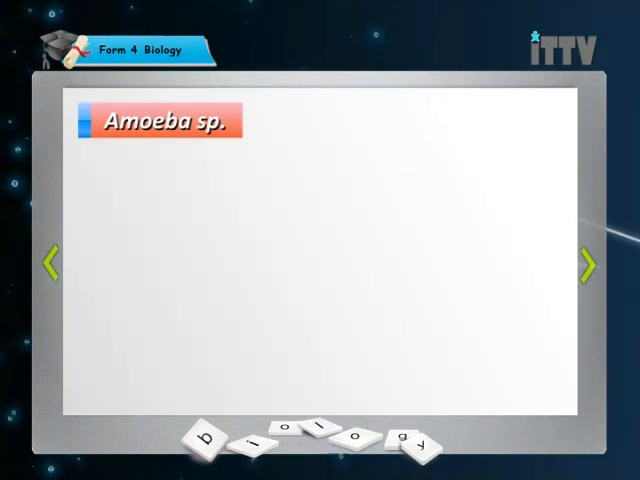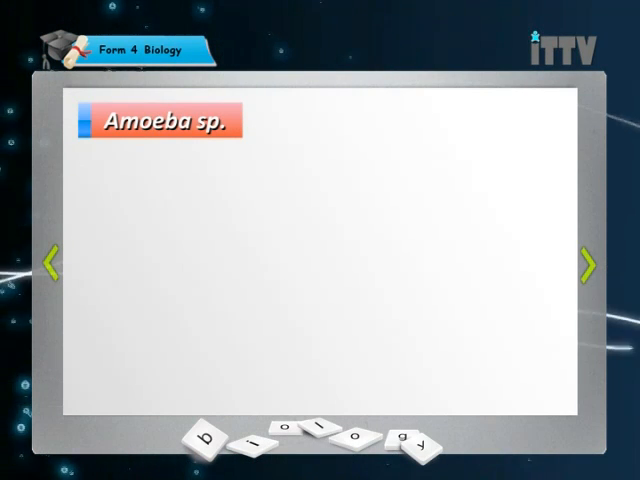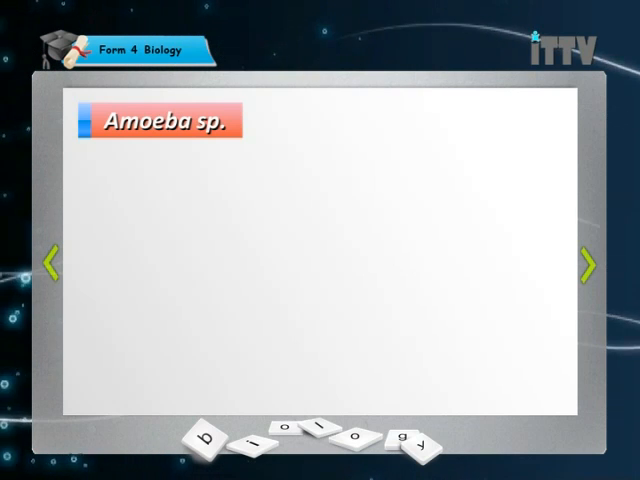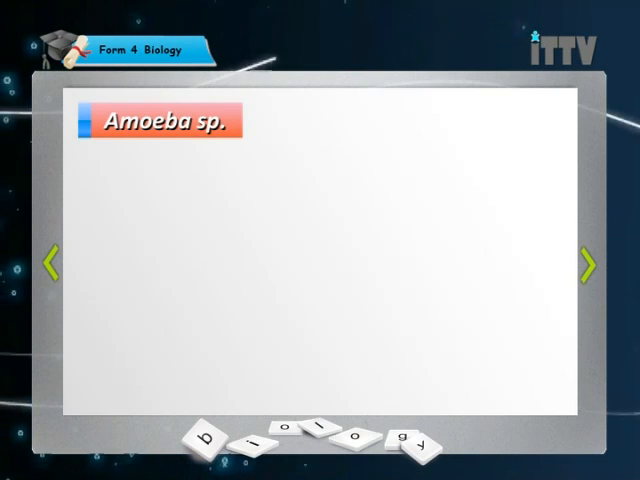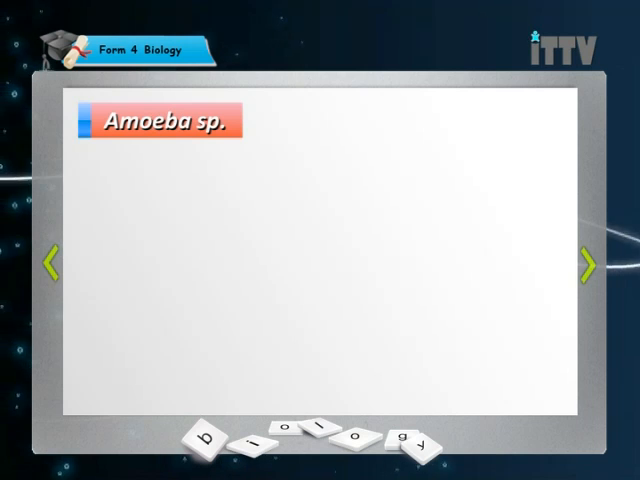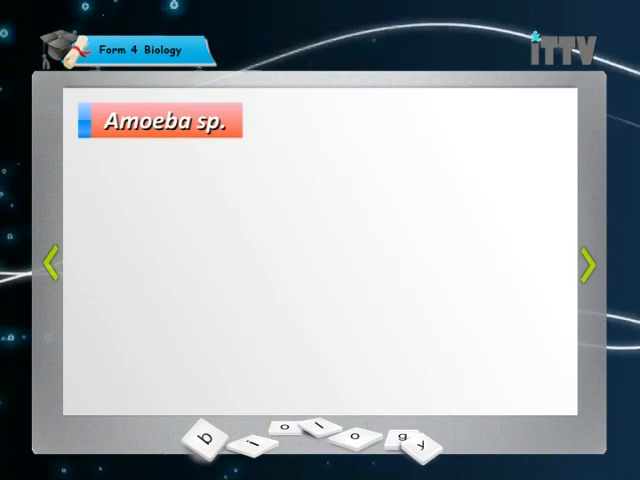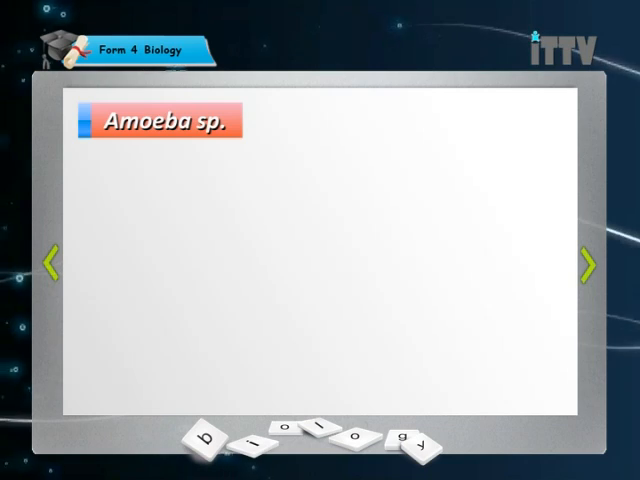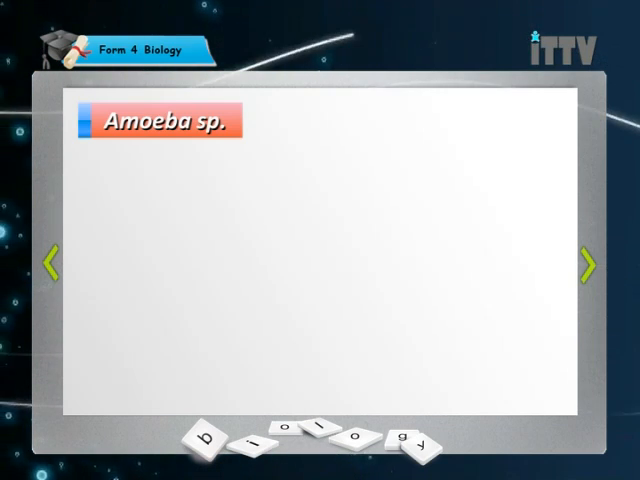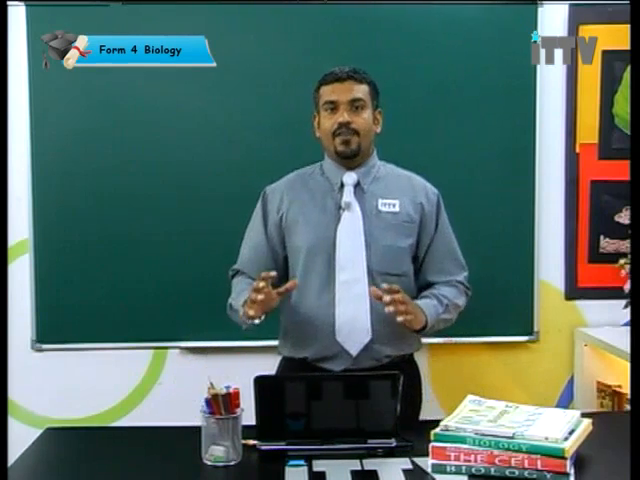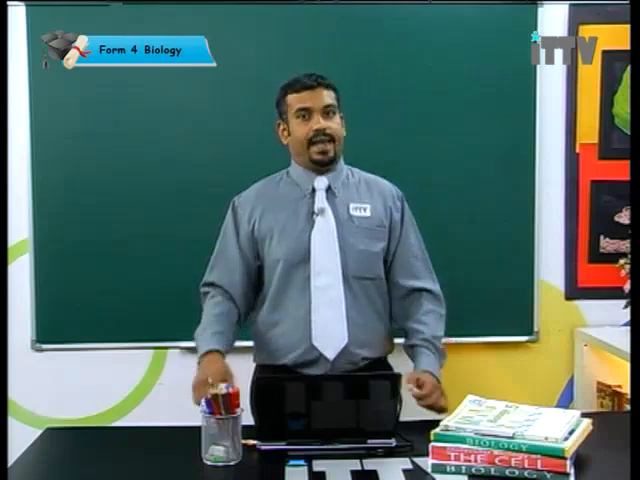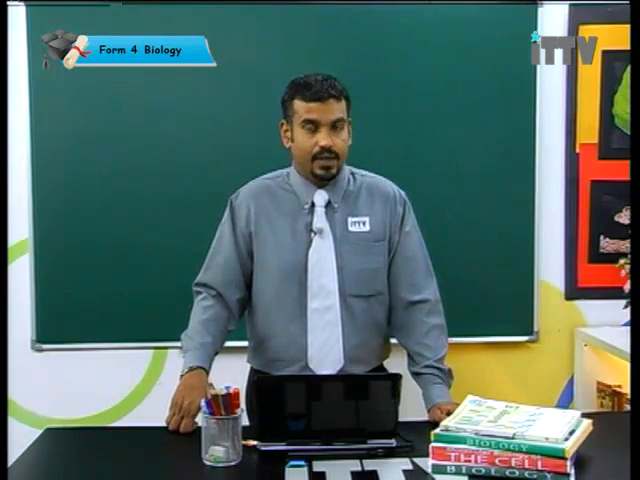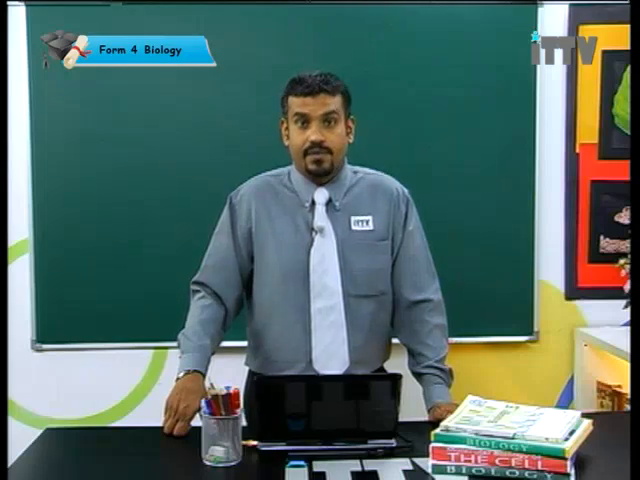First we will start off by looking at the amoeba species. Now take a look at the name. We have written it as a capital A, M-O-E-B-A, and then a space, and then S-P dot. This is the way you will have to write down the names. This form of name was given to us by a man called Linnaeus. So we call this the binomial Linnaeus method, which you will learn towards the end of our Form 4.